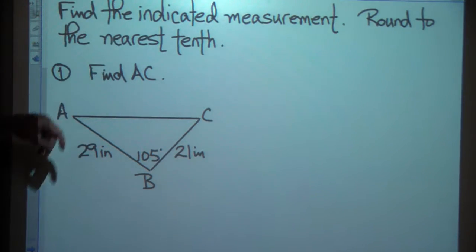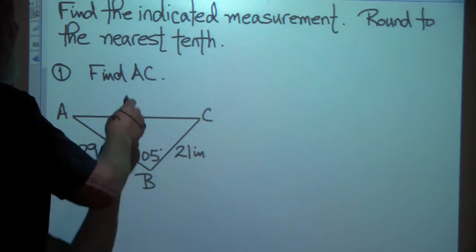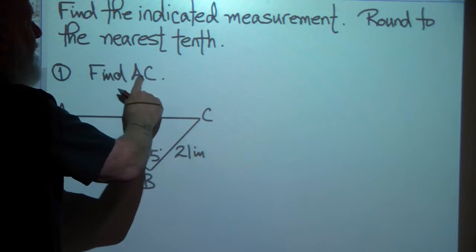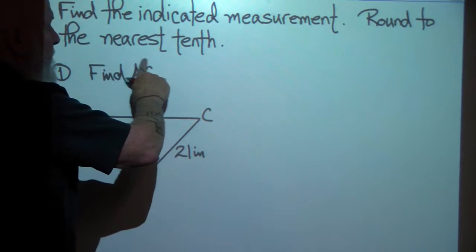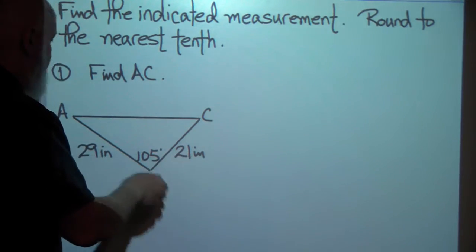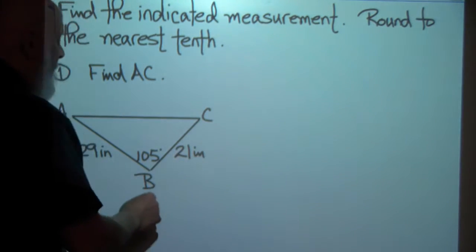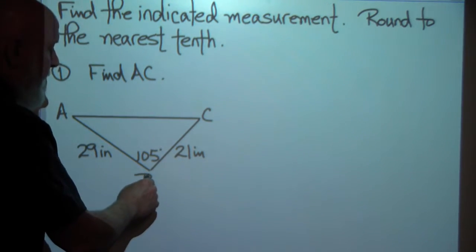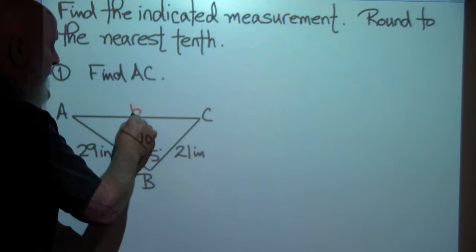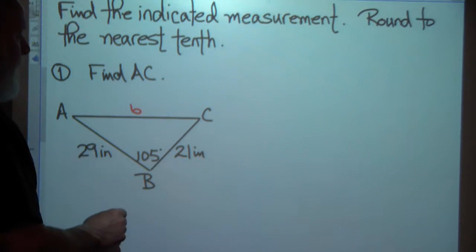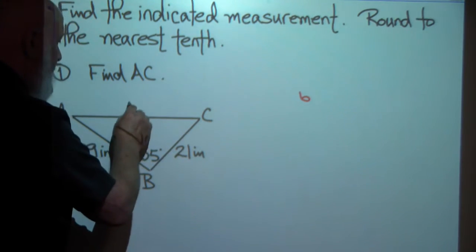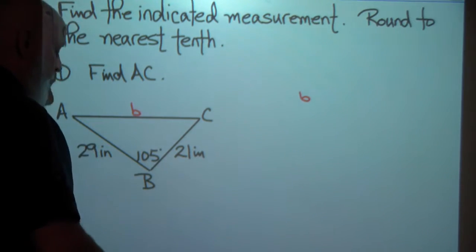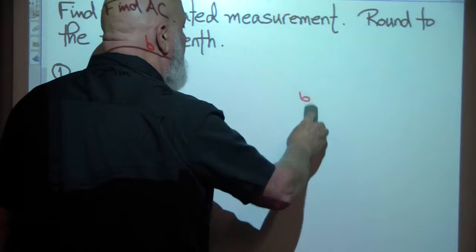It says find the indicated measurement, round to the nearest tenth. I want to find AC. And I remember that AC in geometry is the endpoints of a line segment. And if there's no symbol above it, that means the length of AC. So I want the length of AC, which I'm going to call B, because side b, small case b, is opposite angle B. That looks kind of like a 6. Try to make it look more like a B. That's a little better. Here we go.